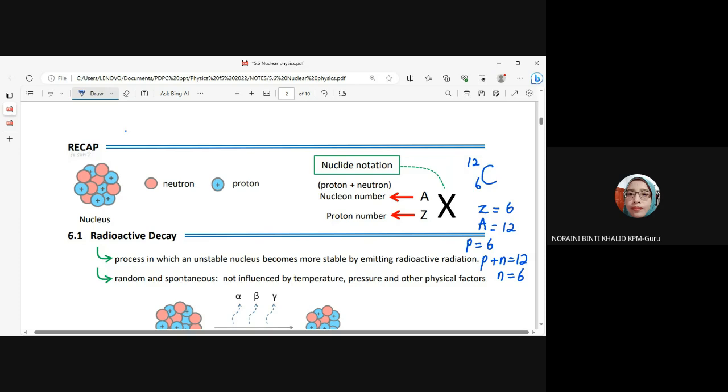Okay, boleh nampak tak dia punya tu? Okay, this is nuclide notation. Later we will use this symbol to represent atoms.